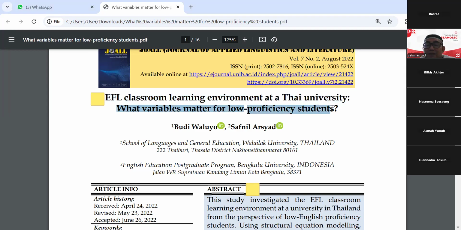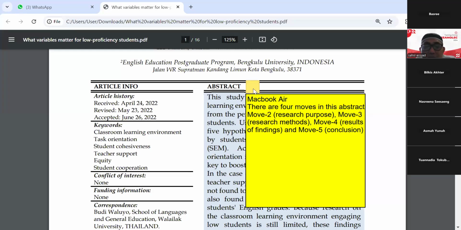What do you think? It's a question. Yeah, interrogative sentence. What variables matter for low proficiency student? What about the content? EFL classroom learning environment. Yeah, so this is the topic, and this is also about the topic. No method is mentioned here. No result is mentioned here. Yeah, only topic, in two parts.